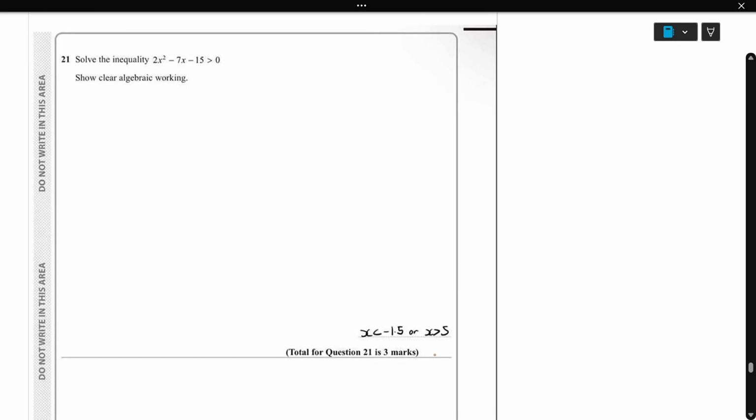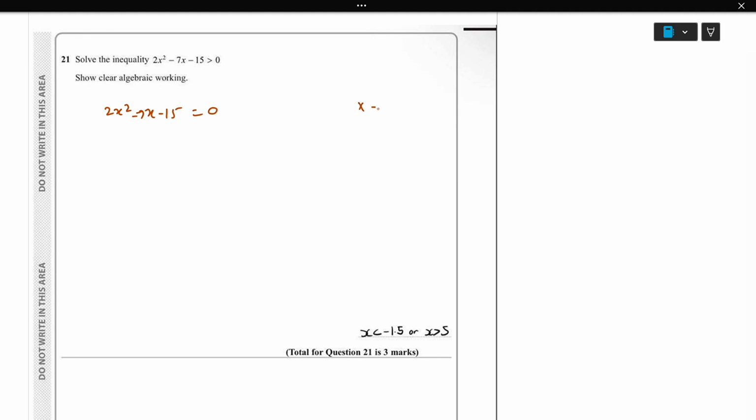Next, solve the inequality. Here show your clear algebraic working. So 2x square. First we need to solve. We'll take it equal to 2x square minus 7x minus 15 equal to 0. First we will take it equal to 0. In the final answer we'll put the inequality.